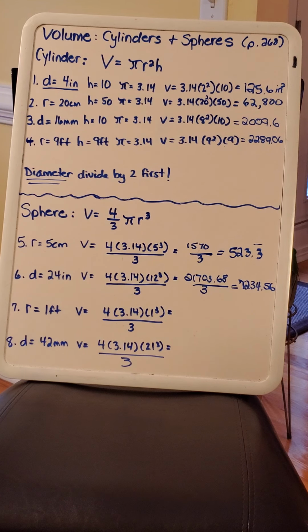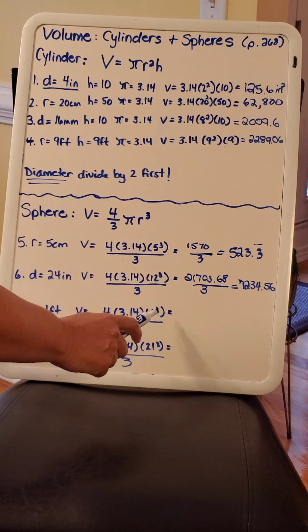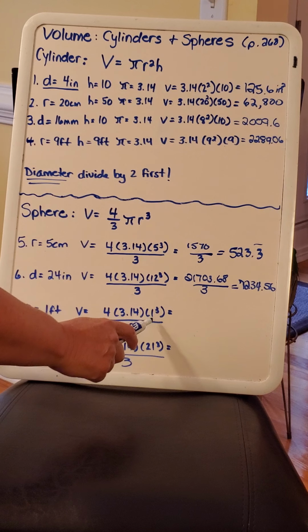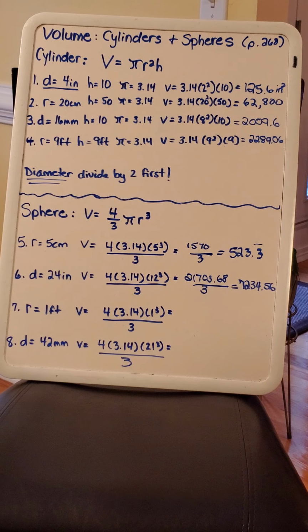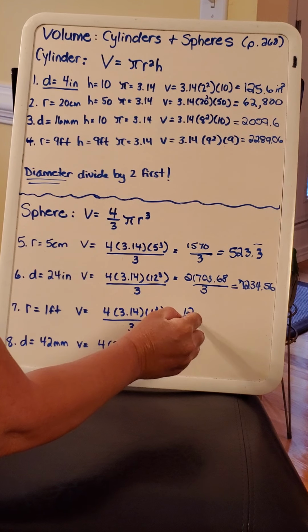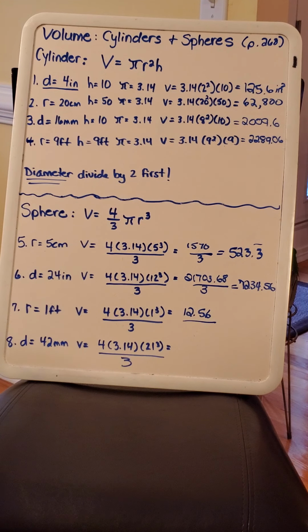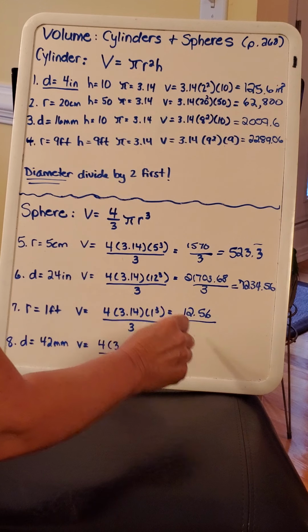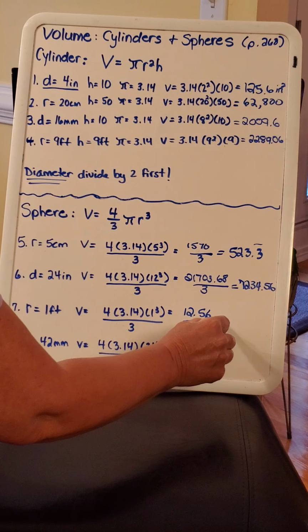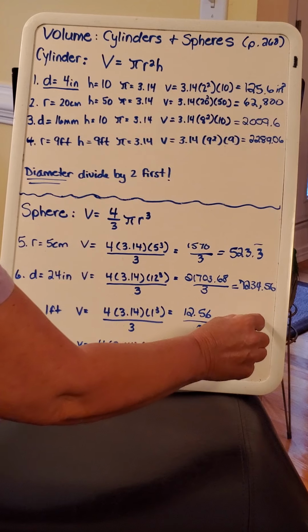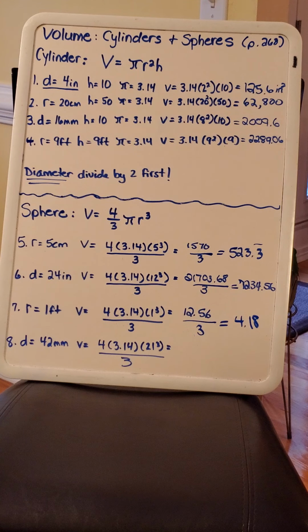inches squared. All right, number 7, they give us the radius, so you don't have to divide by 2. So 1 cubed is 1 times 3.14 times 4 is 12.56. 12.56 divided by 3 is 4.18. Okay, I rounded off all those places behind that decimal.